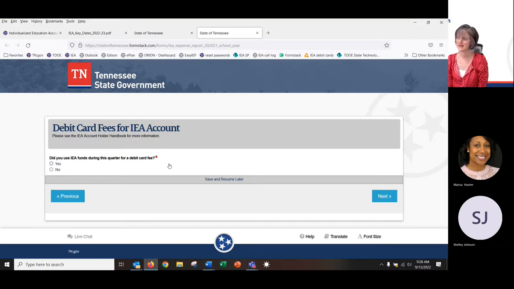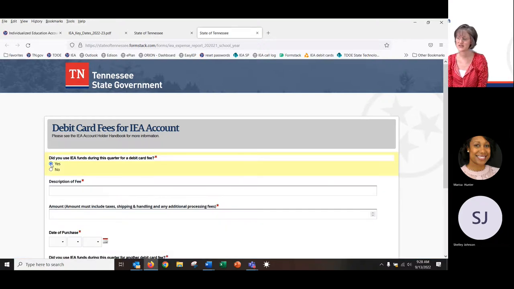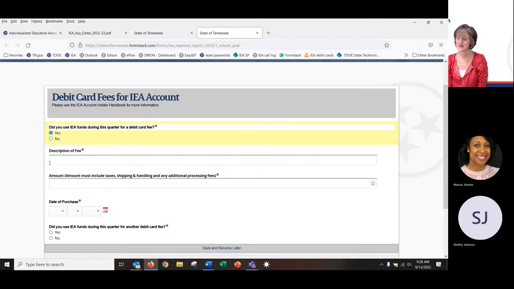Debit card fees. I don't know that you guys have a lot of these, but there are some places that charge a service fee when you use your IEA debit card. So if that happens, you can use your IEA funds to pay for those debit card fees. You want to list those on your expense report, because otherwise things don't balance when we start looking at your debit card and comparing it to your receipts and to what you put on your expense report. Things won't balance if you don't list those fees here.